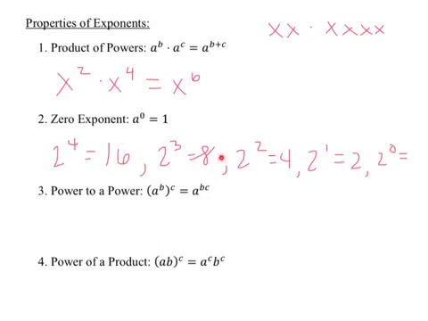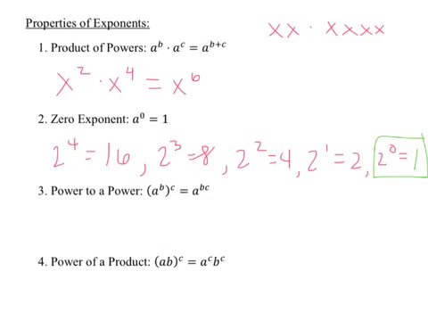16 divided by 2 is 8. 8 divided by 2 is 4. 4 divided by 2 is 2. 2 divided by 2 would give us 1. So whenever in doubt, just simply take a look at a pattern and you'll notice that you always get 1 when you do any number to the 0 power.